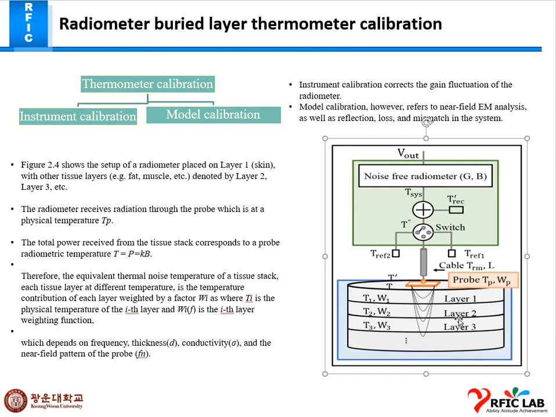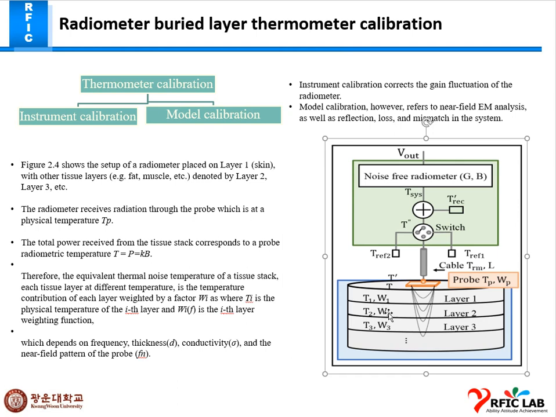TP is the physical temperature, and the total power received from the tissue stack corresponds to a probe radiometric temperature T equal to P equal to KB. Therefore, the equivalent thermal noise temperature of the tissue stack, each tissue layer at a different temperature, contributes with a weighting factor, W1 and W2, like the weight of the tissue layers. You can denote as Wi, Ti is the physical temperature of the ith layer, and Wi is the ith layer weighting function.